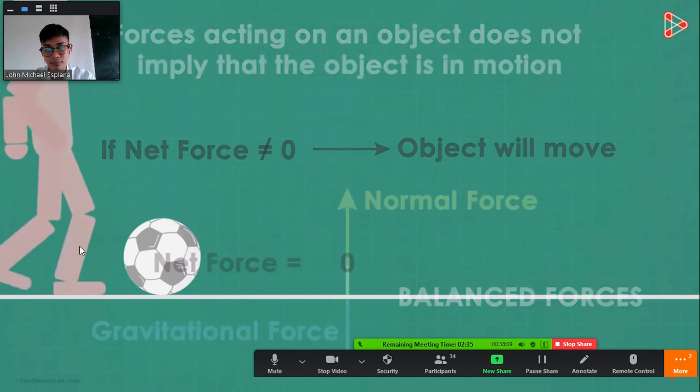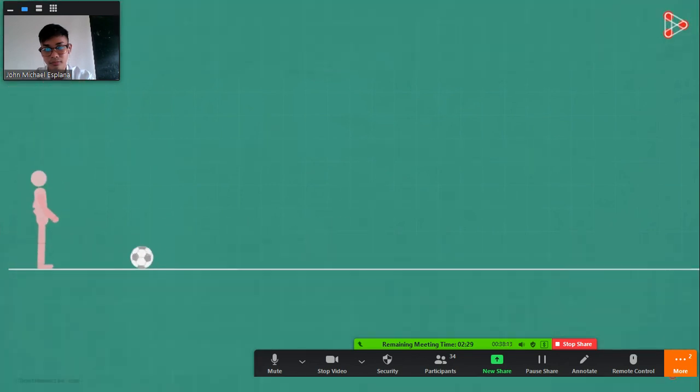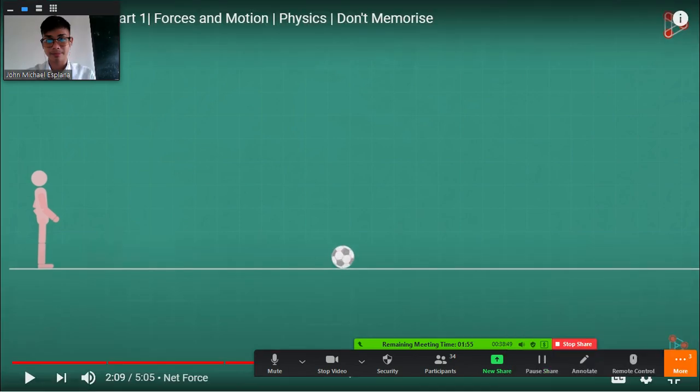So now let's say a person softly kicks the ball. What happens then? Yes, the position of the ball changes. Why did the position change? It's because there was another magnitude of force acting on it, and this time the forces were not balanced. The ball moved and there was displacement.